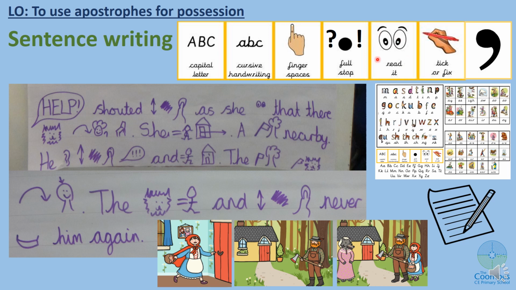You need to make sure you read it and that you check it. And in this paragraph as well, you also need to make sure you are using your apostrophes for possession. Remember, there are 2 in this paragraph that you need to remember. We have the text map here to help you and the pictures from the story. And don't forget to use that sound chart to help you with your tricky spellings. Pause the video and give it a go, writing that final paragraph of the Little Red Riding Hood story.